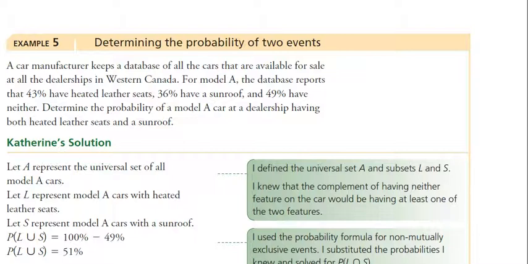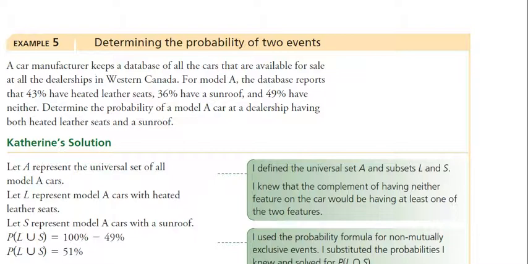Determine the probability of 2 events. Let's take a look at this one. A car manufacturer keeps a database of all the cars that are available for sale at all dealerships in Western Canada. For Model A, the database reports that 43% have heated leather seats, 36% have a sunroof, and 49% have neither. Determine the probability of a Model A car at a dealership having both heated leather seats and a sunroof.